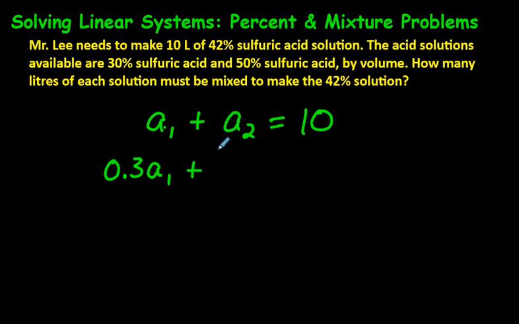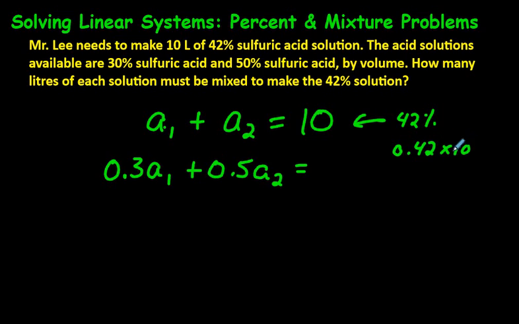plus, the next one is 50% sulfuric acid, so 0.5. Instead of 0.50, I'm just putting 0.5 A2. So 50% of that acid is going to equal how much acid? Now it's not 10 liters. This is not 10 liters of pure acid. We want a 42% solution of the 10 liters. So 42% is 0.42, and you multiply that by 10 liters, and you end up with 4.2. That's the actual amount of acid that will be in this 10 liters.